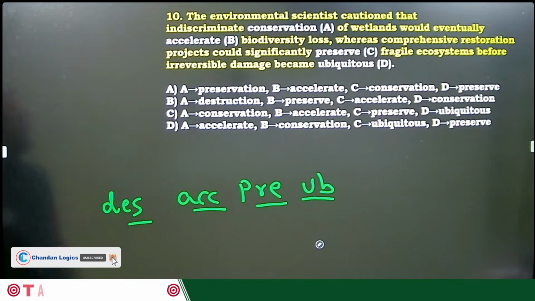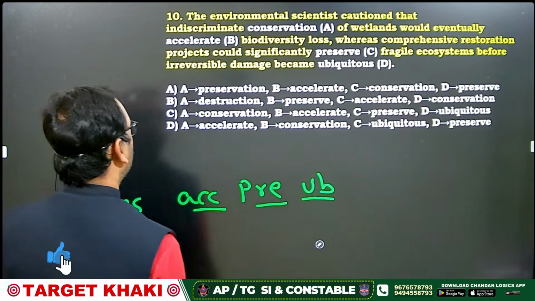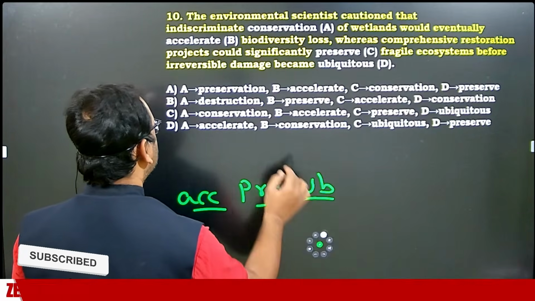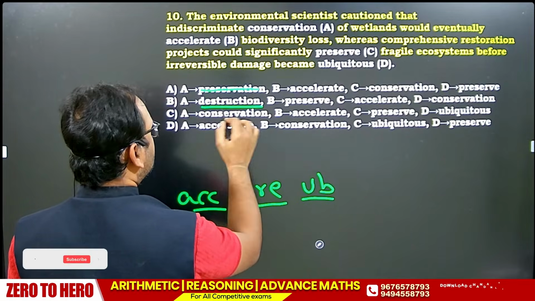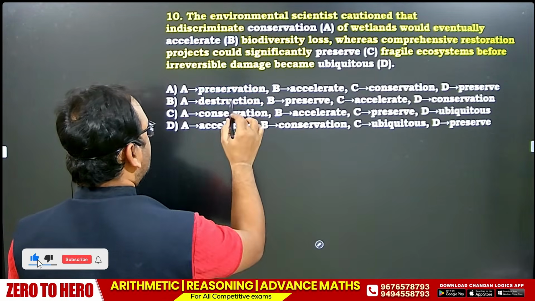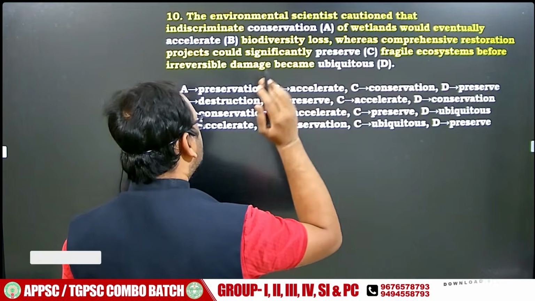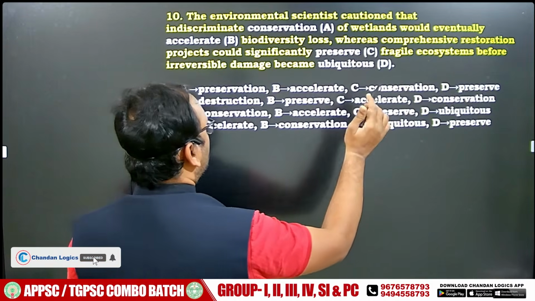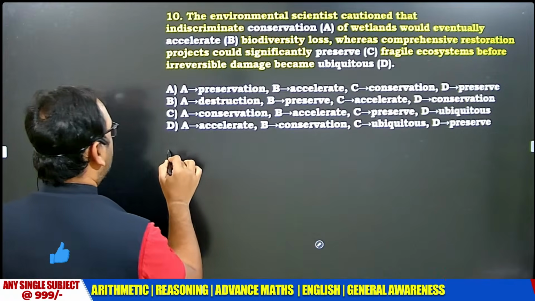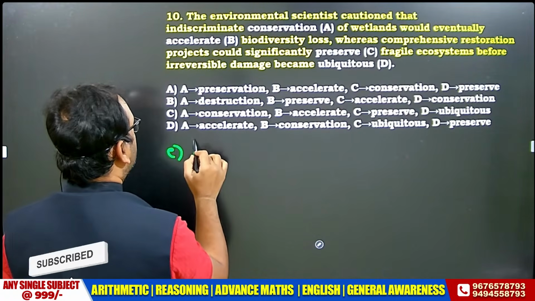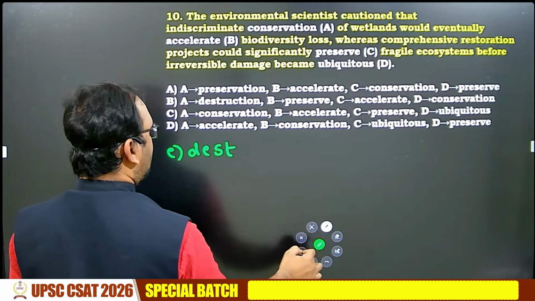Destruction, accelerate, preserve, ubiquitous. There is one change here. This should be destruction here. And if this is the destruction, then accelerate would eventually accelerate the loss. So destruction should come here, and then ubiquitous should come here. I'll write the right answer here, my dear friends. So here destruction should come. I'll write the right sequence here.